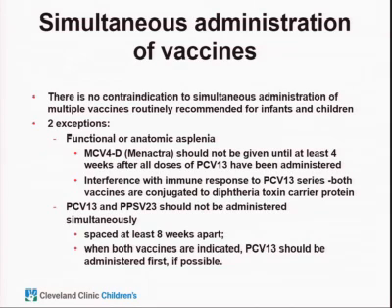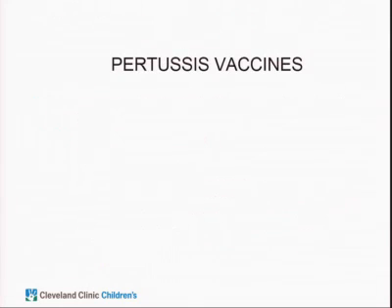And then you don't want to give PCV13 and the 23-valent pneumococcal vaccine, the Pneumovax, together. Those need to be spaced at least 8 weeks apart. And when both of them are indicated, you always want to give PCV13, the conjugated vaccine, first, if possible.